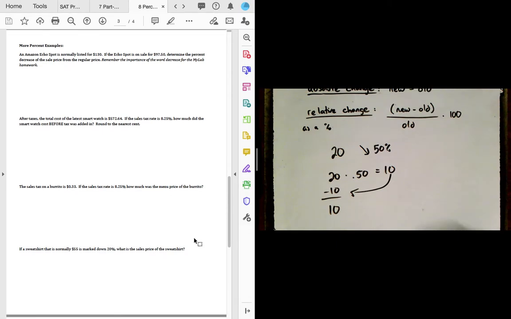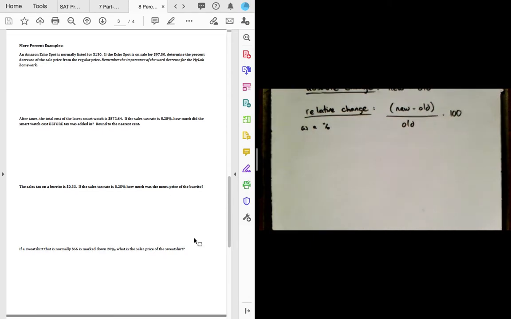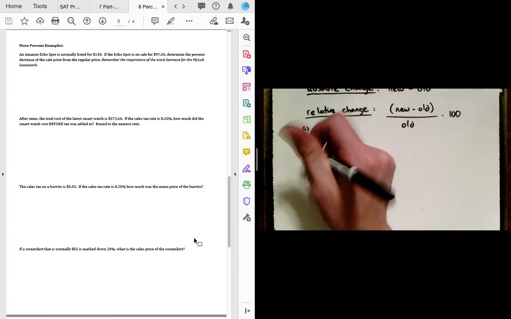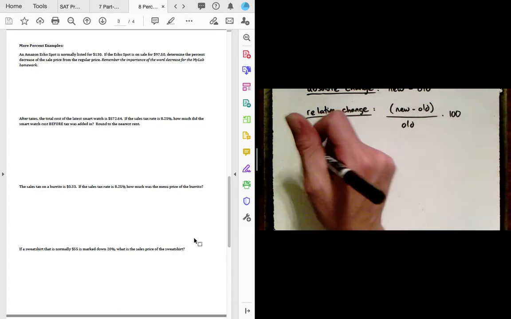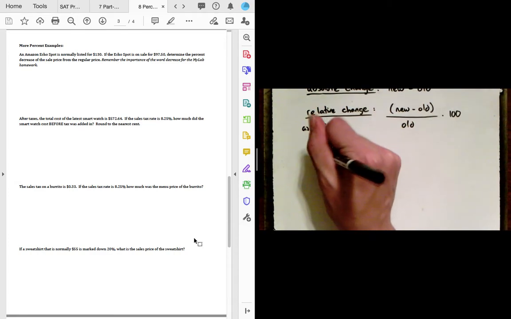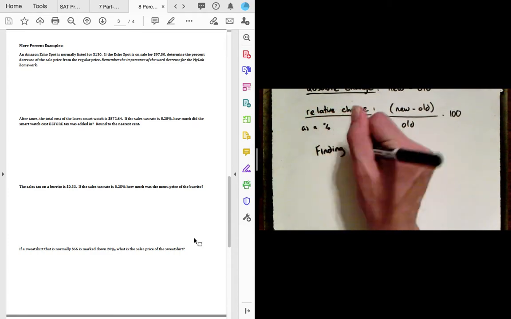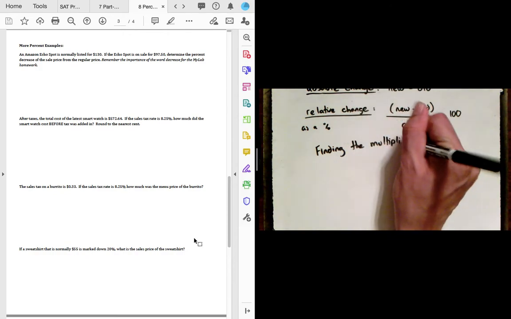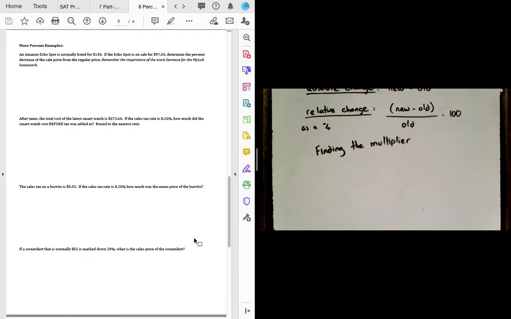That leads us to a really important concept when we're dealing with markup and discount, or percent change, I should call it, percent increase and percent decrease. And so I like to refer to percent increase and decrease as finding the multiplier. Increase and decrease in terms of percent are always relative to 100%.